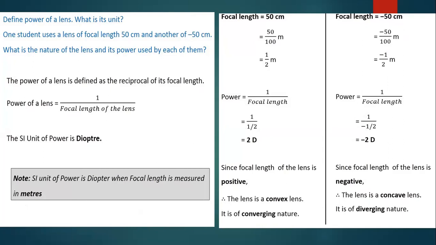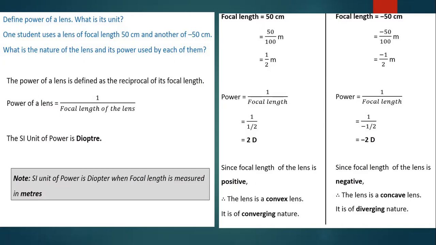Power, and just now we studied the definition. Write the same definition. SI unit of power is diopter when focal length is measured in meters. That is why they always take focal length as meters only. So now let us look at the two cases. What happens when the focal length is 50 centimeters, and what happens when it is -50. So keep this problem in mind. This can come in your final exam also.